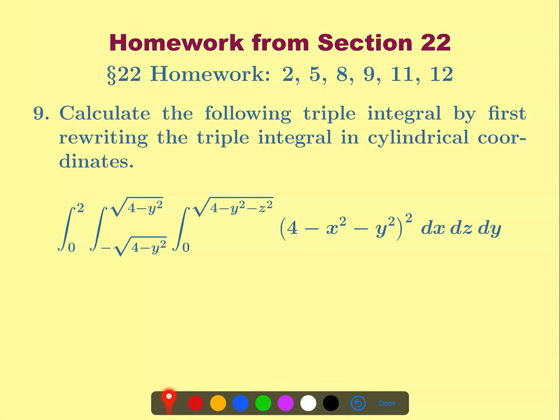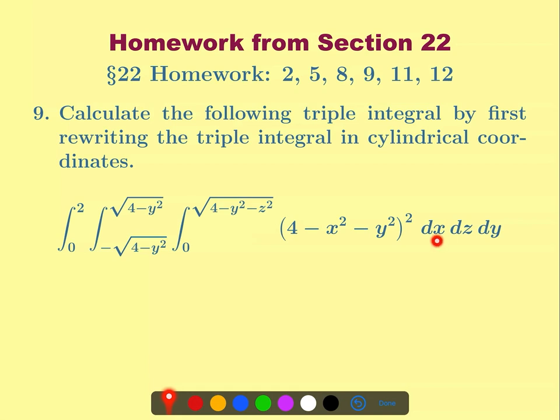We have y going from 0 to 2. And then z is going from the bottom of a circle of radius 2, centered at the origin in the yz plane, to the top of that circle. So in the yz plane, where you look at these two variables, you're going to have y going from 0 to 2 and z going from the bottom of the circle to the top of a circle of radius 2. So in the yz plane, we have half of a circle. It's a circle of radius 2 centered at the origin, and it's the half where y is positive.